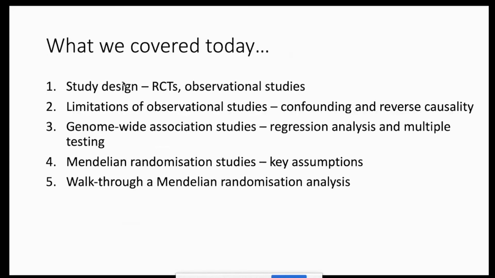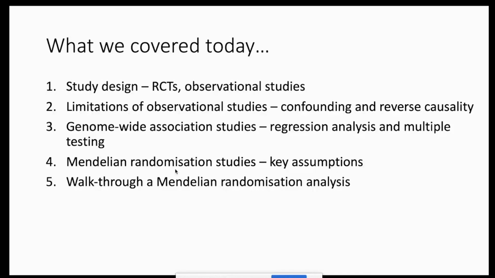What we did cover today is study designs, particularly randomized controlled trials and observational studies. We discussed a lot about confounding and reverse causality and why it's important to consider these within observational studies. Then we had a discussion on genome-wide association studies, but ultimately the main emphasis today was Mendelian randomization, how we can use genetic data to proxy the effect of an exposure on an outcome. And this overcomes a lot of the issues with traditional observational studies such as confounding and reverse causality, and it actually mimics the benefits of a randomized controlled trial.